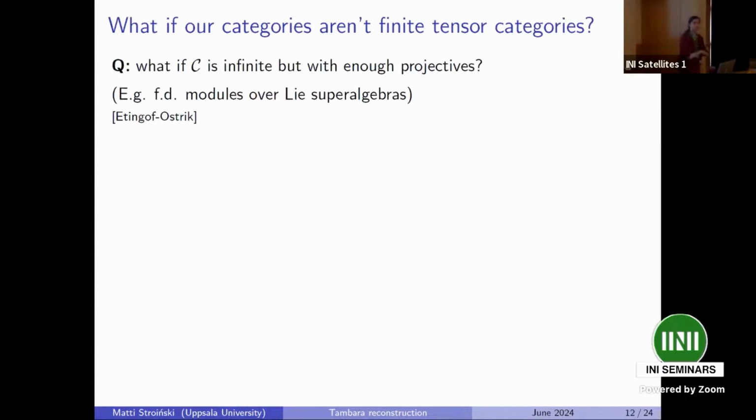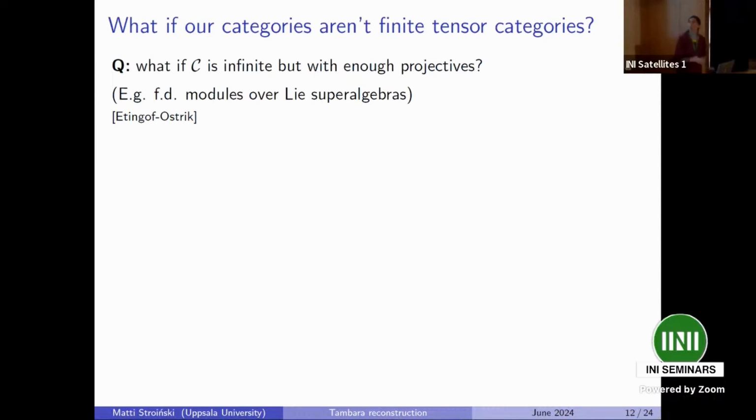But okay, this is finite tensor categories, and a lot of the examples from previous slides were not finite tensor categories. So what do we do if we have some monoidal category which is in some way more complicated, or if we have a module category which is in some way more complicated?